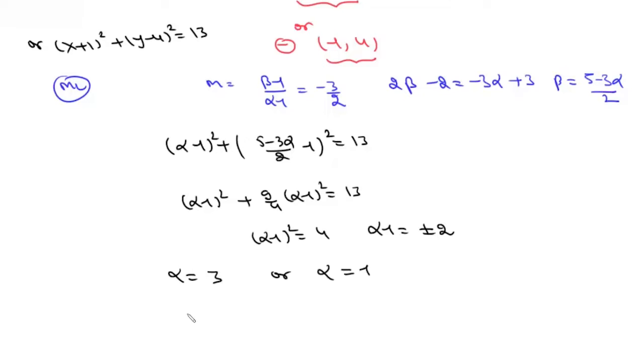Now if alpha is 3, then the center will be (3, (9 minus 5) by 2, that is 2). And if alpha is minus 1, then it will be minus 1, and then 8 by 2 is 4. So again we have center and radius. We can write the equation of this circle.